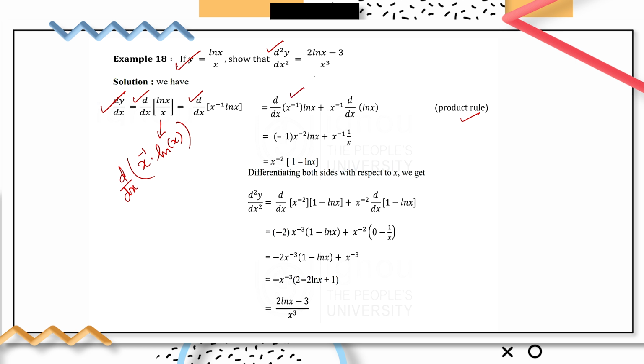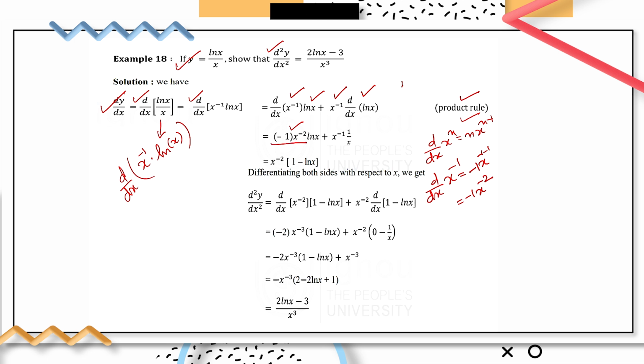So, d by dx of x inverse into natural logarithm of x is x inverse into d by dx of natural logarithm of x plus natural logarithm of x into d by dx of x inverse. Now, applying the power rule, d by dx of x to the power n is equal to n x to the power n minus 1. So, d by dx of x to the power minus 1 turns out to be minus 1 x to the power minus 2.